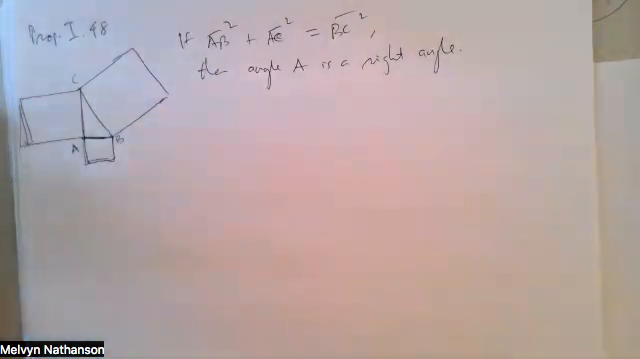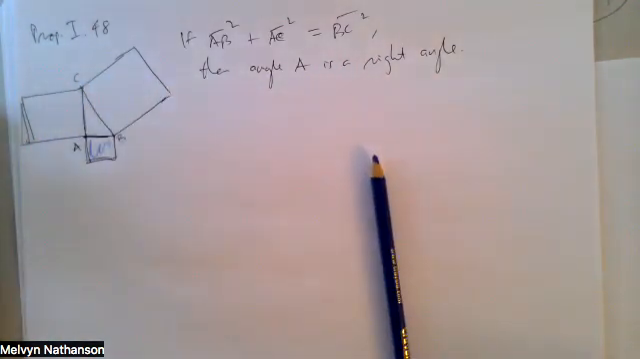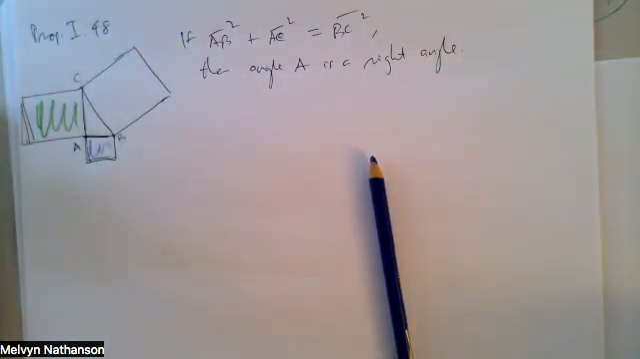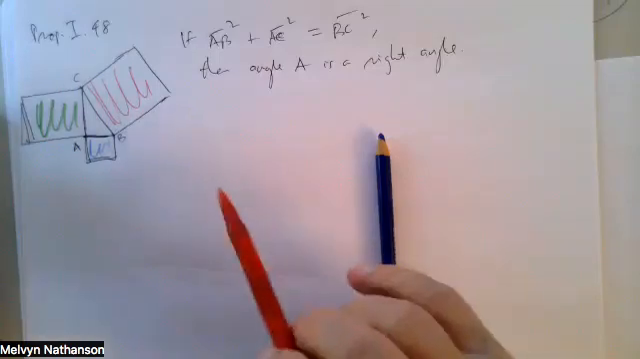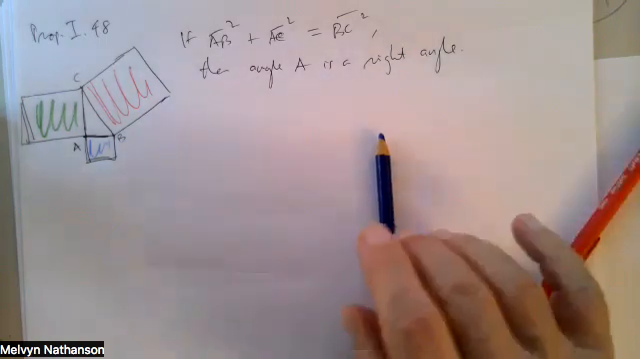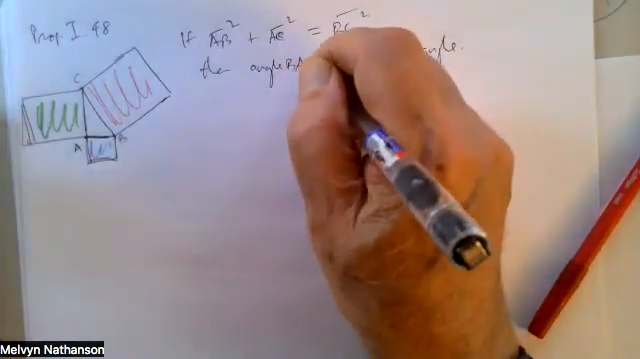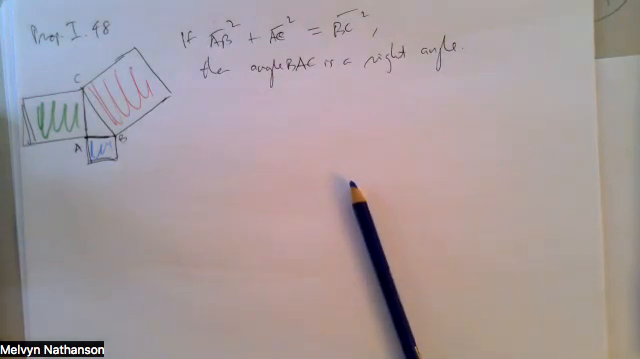So if you know that this plus this equals this, then you have a right triangle. Right? Angle A, or angle BAC. Right? So this is the opposite. This is the converse of the Pythagorean theorem.